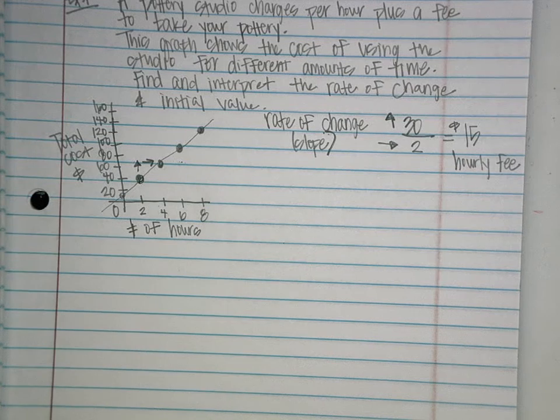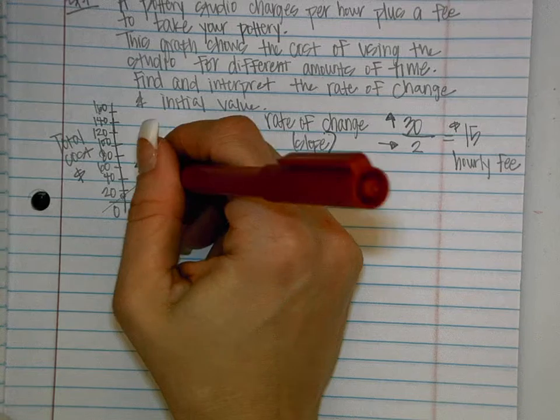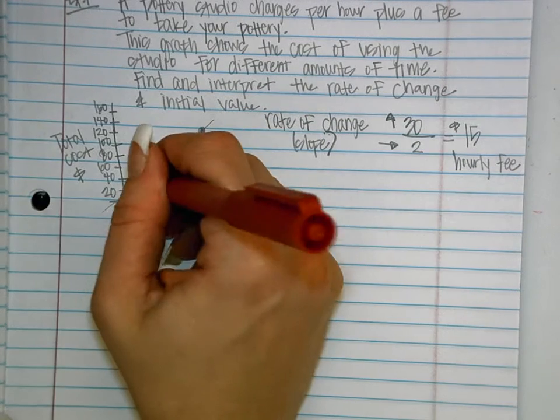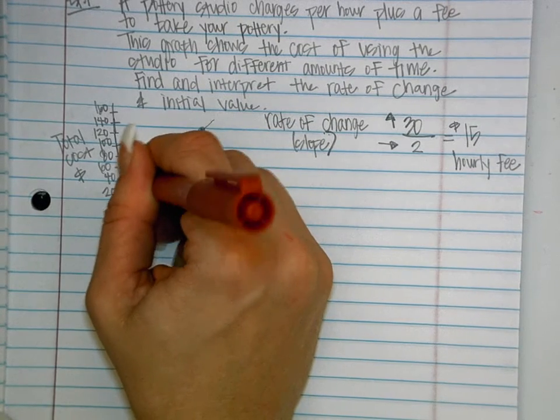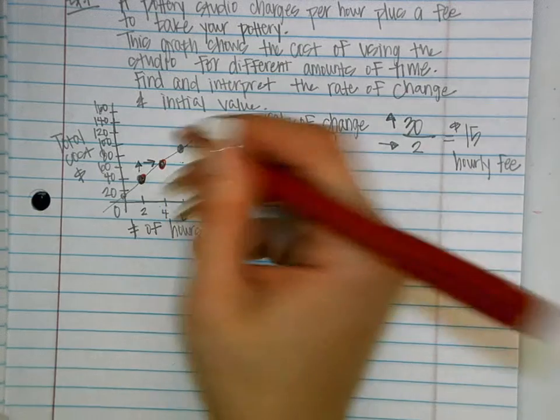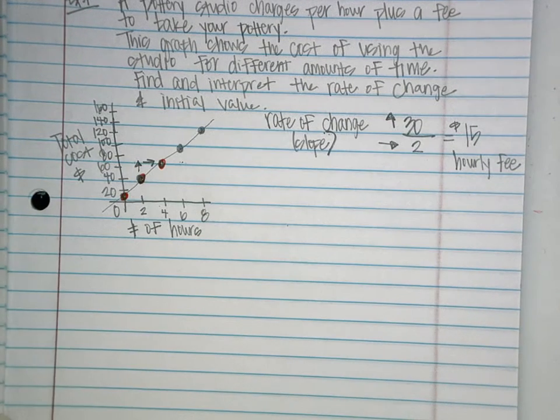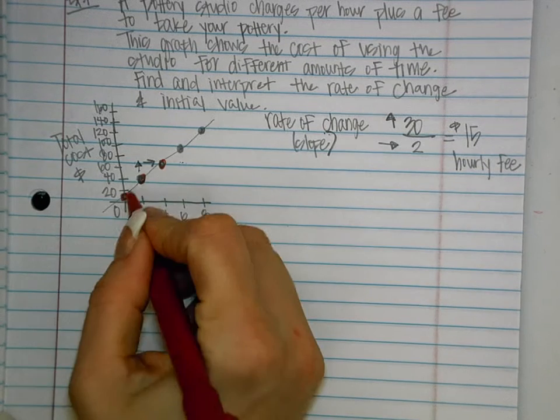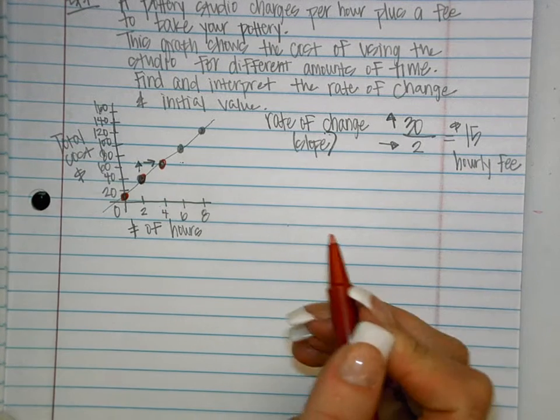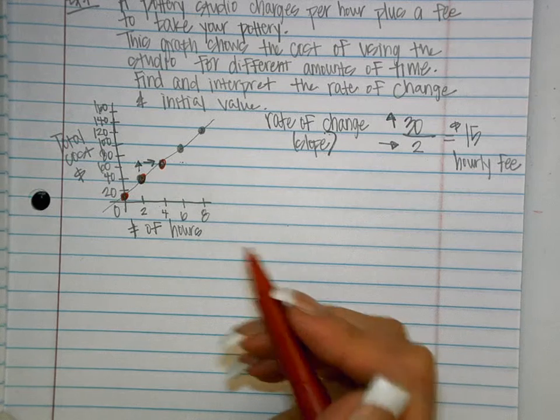Slope is rise over run, right? So can you go backwards? Okay, if we're going up and over, we know that these are points right here on the line. Can I figure out where one would be at 0 hours? That would be your firing fee or your baking fee. How do we figure out what this point is right here? It's going to have the same slope.